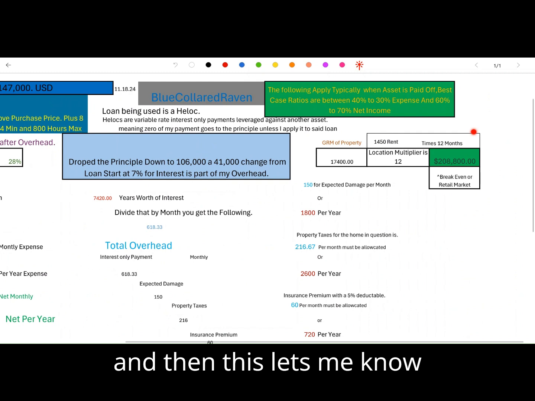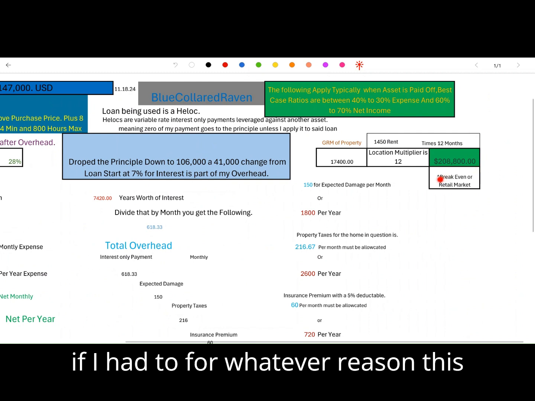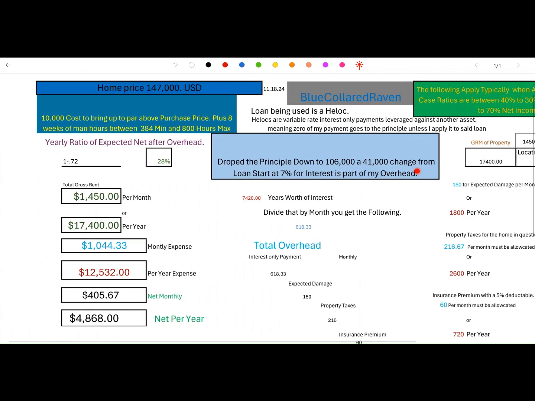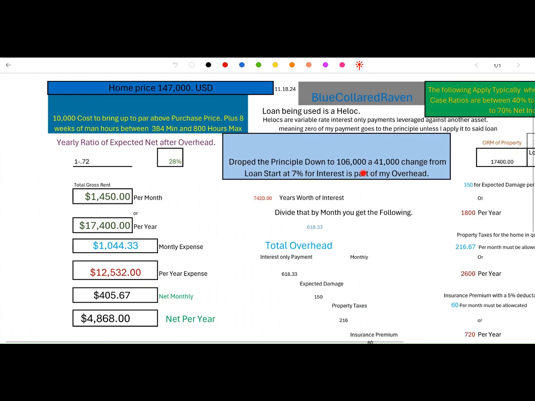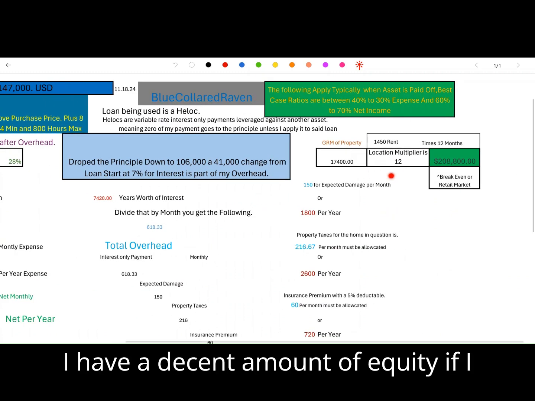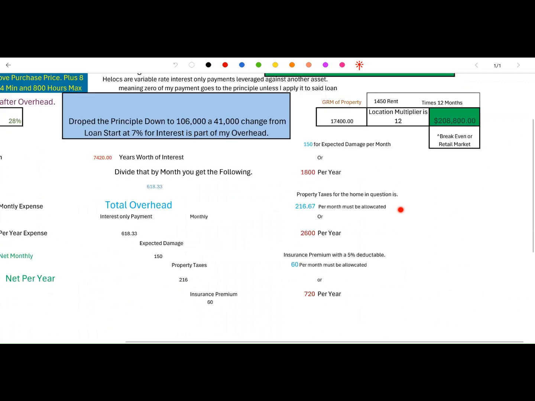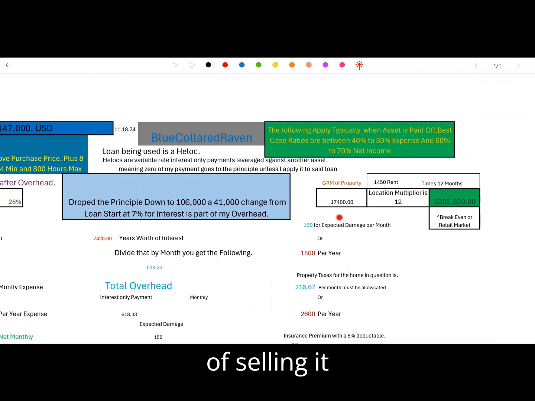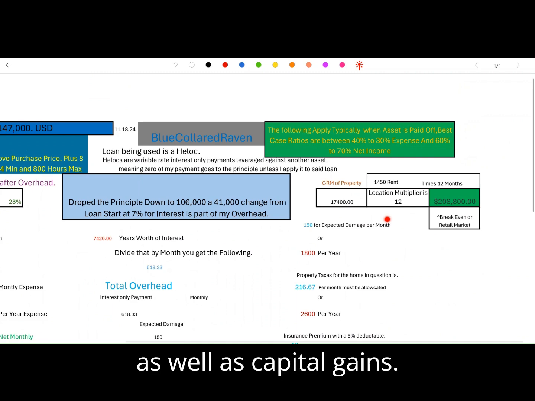And then this lets me know if I had to, for whatever reason, this would be my retail. So comparing this number to what I now have in it, I have a decent amount of equity if I wanted to sell it. But I would pay through the nose because of selling it to the retail market, agents, bank, everybody wants their cut, as well as capital gains.